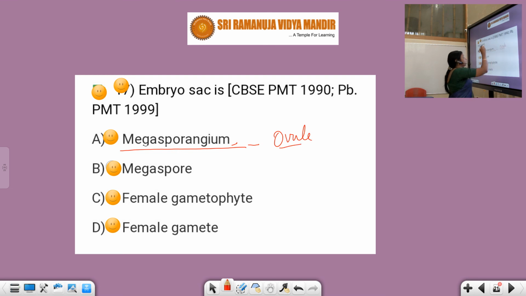And what is the question here? What is embryo sac? Megasporangium is not embryo sac. Megaspore is not, because megaspore is going to form the embryo sac. So this is not the answer. Female gametophyte. Of course, C is the answer, because embryo sac is also known as female gametophyte, and inside the embryo sac, the female gamete, that means the egg, is present. So egg is also not embryo sac. Only female gametophyte is embryo sac. So C is the answer.